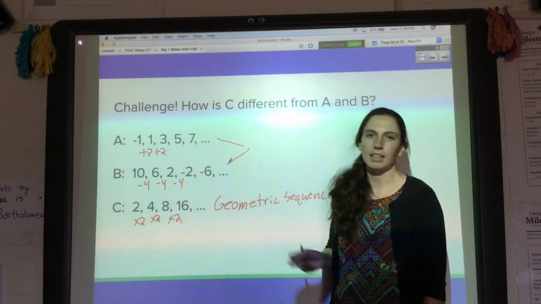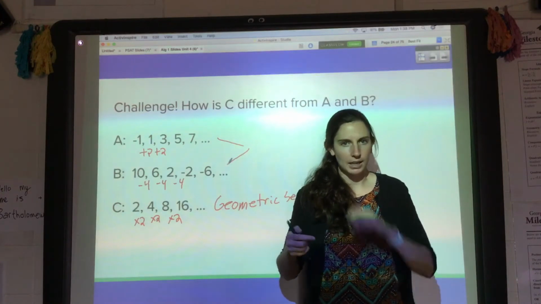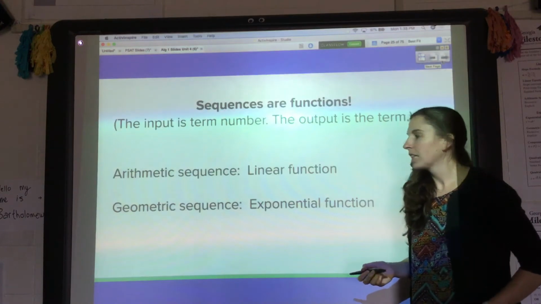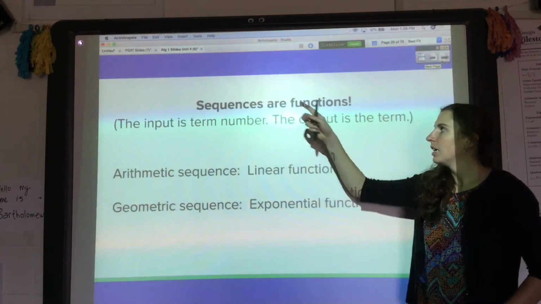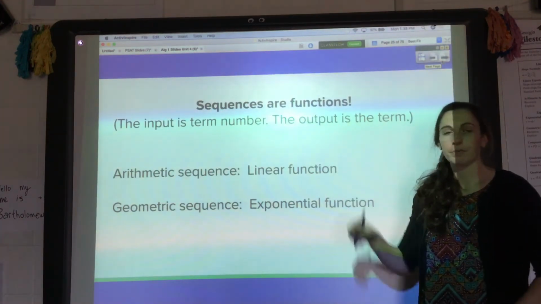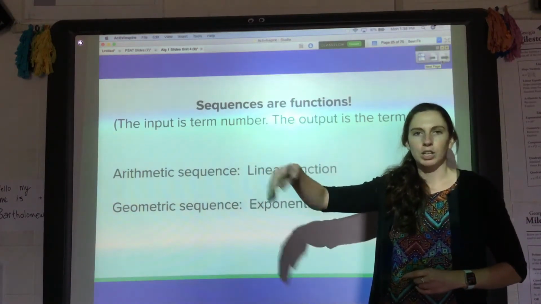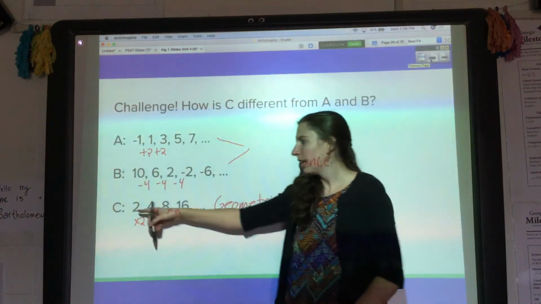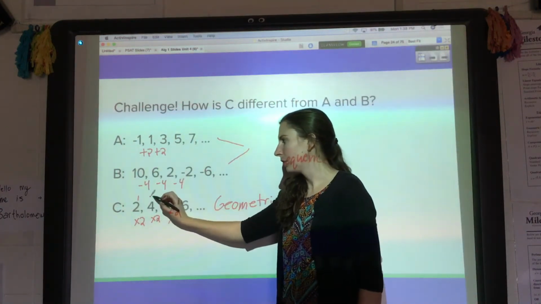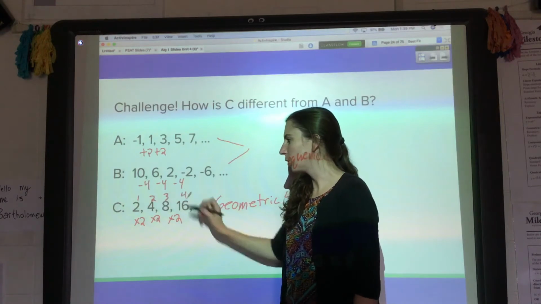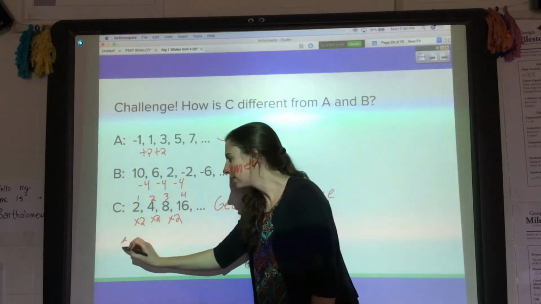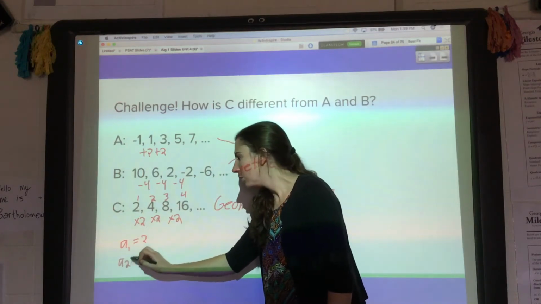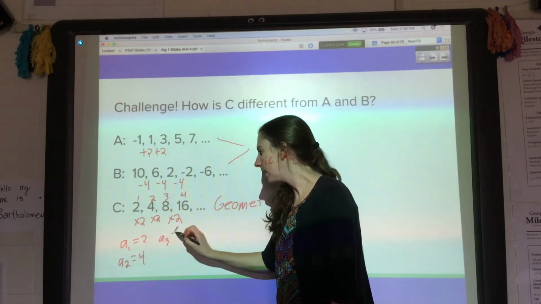These are arithmetic sequences that we already talked about in the linear unit. Keep in mind, as we're working on this stuff, sequences are just functions. The input is like, what term number are you going to be at? So for example, in this sequence, this is term number 1, term number 2, term number 3, term number 4, and so on. We often call this A1 equals 2, A2 equals 4, A3 equals 8.